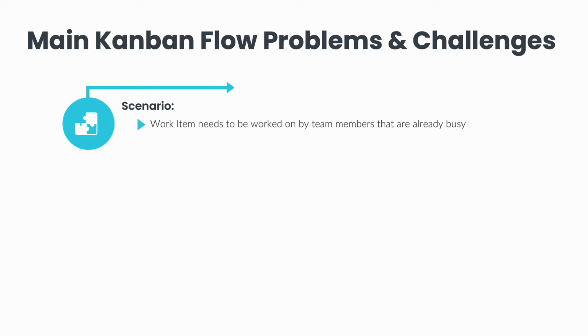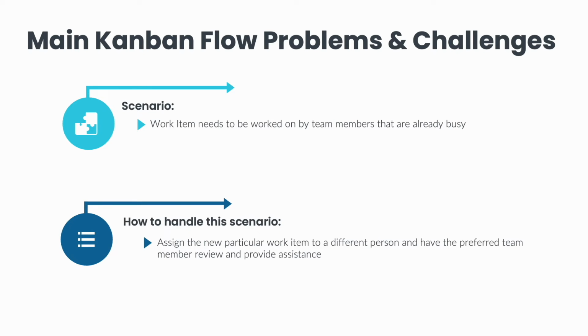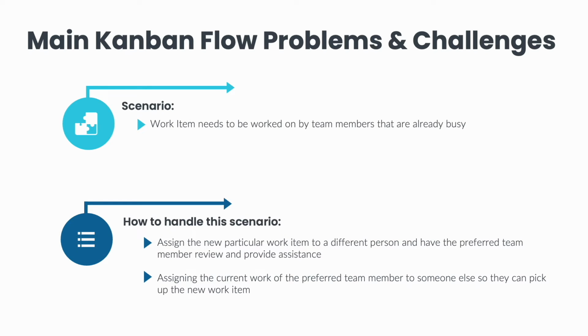Another common Kanban scenario is when a new work item needs to be worked on by team members that are already busy. This scenario could happen when a team member has a specific technical skill that's needed for a type of work. When this work comes in and that preferred team member is busy, what we could do is assign the new particular work item to a different person and have the preferred team member review and provide assistance when needed. This might take longer for the work item to be complete, however, we are expanding the knowledge across the team, which will help with future bottlenecks. The other option is assigning the current work of the preferred team member to someone else, so they can pick up the new work item.